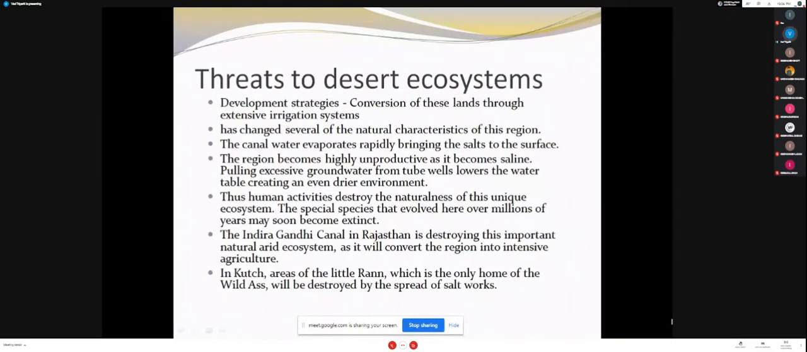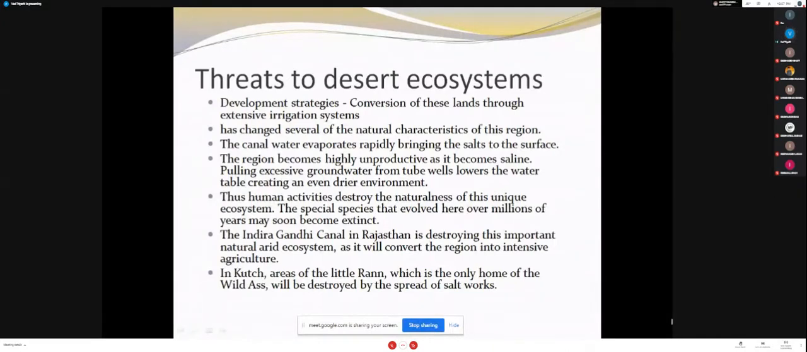But similar to other types of ecosystems, even desert ecosystems have some threats. Developmental strategies are one of the most relevant threats, because these desert ecosystems are converted into irrigated lands. Because they are open areas and receive sufficient sunlight, just by providing water in excessive quantities and utilizing fertilizers and pesticides, some portion of these desert ecosystems is being converted into irrigated lands, and that has changed the natural characteristics of the region.